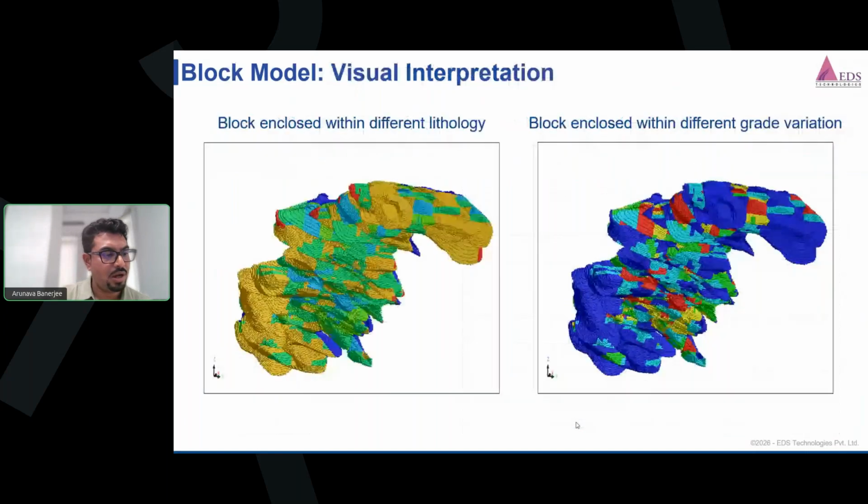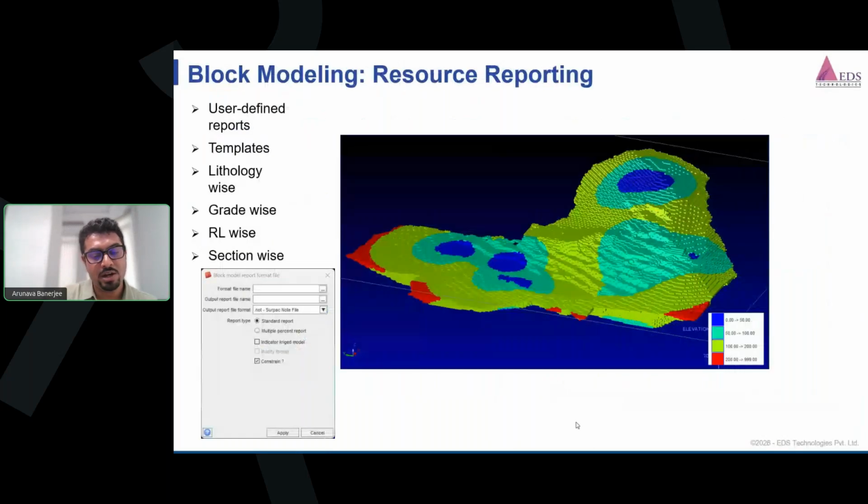After estimation and validation, then we can display our blocks lithology-wise, color lithology-wise, and grade-wise. And we can see how much quantity lithology-wise is there, how much quantity of high grade, low grade, medium grade is there. So we can easily see it in graphics. And then finally we can create the resource reporting.